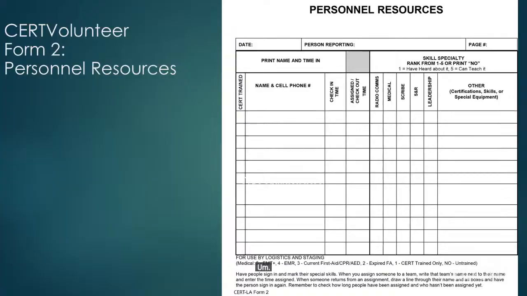The generic CERT Form 2, personnel resources, asks people what they want to do. Let's go back a few slides and say, I don't care what you want to do. I don't care if you are a great radio operator. I have three other radio operators. I need someone who can put bandages on people because I have people with injuries all over the place. That's what I need. I need to know how good you are at doing medical, at doing radio, at doing scribe. I'm going to put you where I need you to be. And when I sign in here, I'm going to tell you what I'm good at so you can put me where you need me to be.